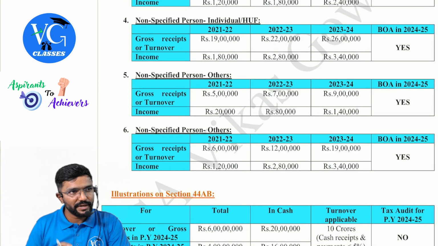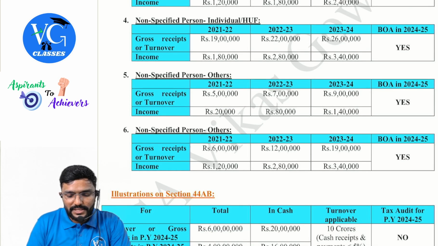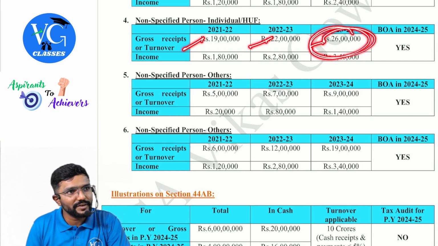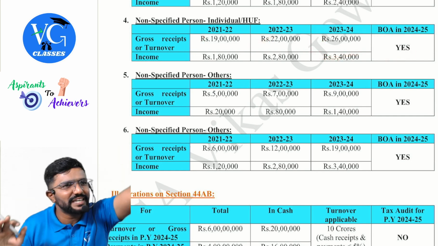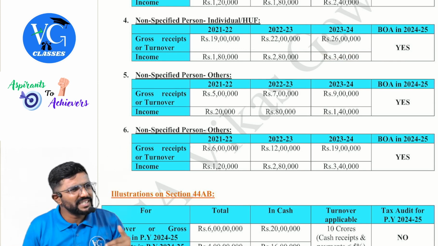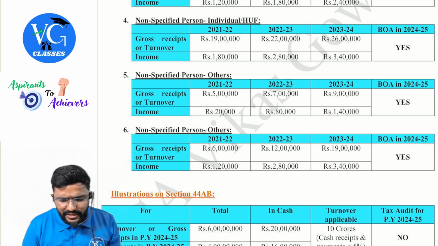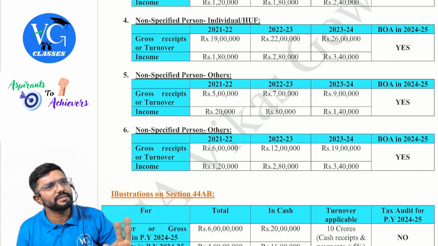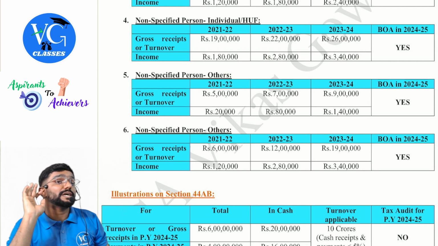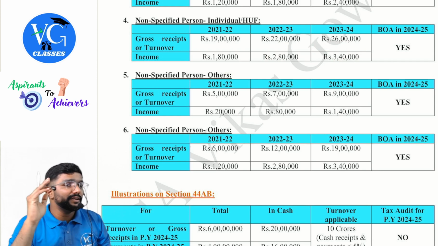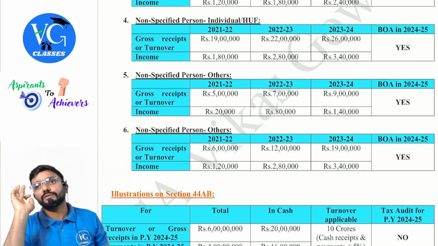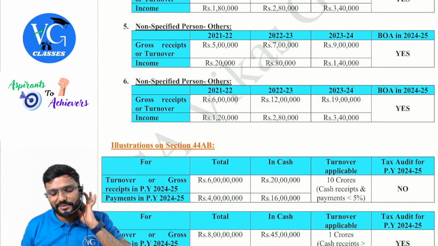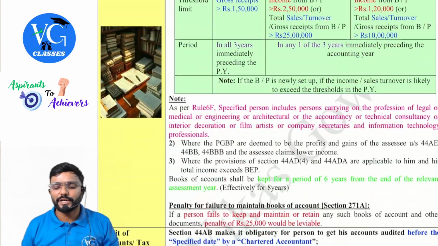Next, same scenario but different numbers. Gross receipts 19, 22, 26. 26 crossed. Straight away books of accounts applicable, right? Yes. Even if one thing is satisfied, enough. Sir, should I check income again? Not required. But still you see 180, 280, 340. 280, 340 crossed. Should we maintain books of accounts? Yes. Guys, any one also satisfied, enough. In any 1 year, either income is more or gross receipts are more than the limit given. Maintain books of accounts. Then non-specified persons, others. Means I am talking about this category.